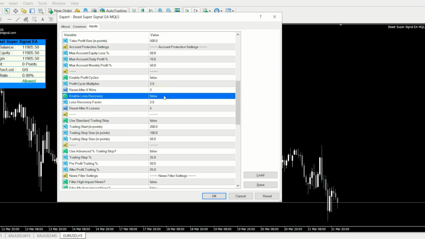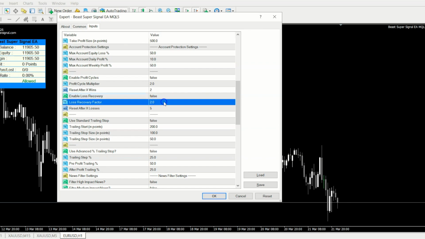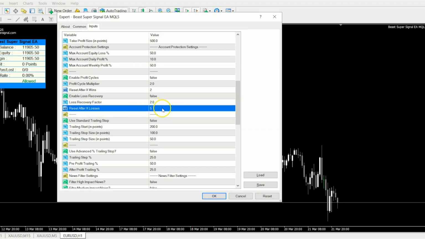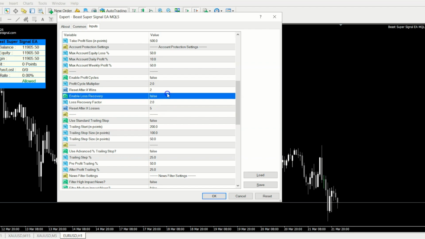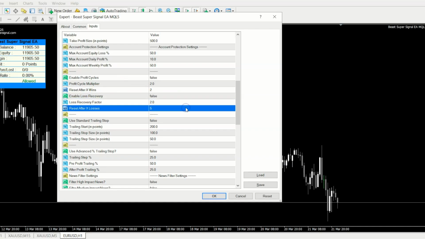The next one we have is loss recovery. Now this can be misunderstood and confused with martingale. It isn't martingale, but it is a loss recovery. And the way it works is that if you have it enabled, when a trade closes by hitting stop loss, the next order that the EA opens, it's going to open the order using an increased lot size to try and recover the previous loss, and it will keep doing that for as long as you want. Here it has a cycle loss of 5, so after 5 losses it will then stop and reset itself. This is entirely optional. It's good to use if you want to try to recover any previous losses, but be careful if you use this, because depending on what happens, it can add up.